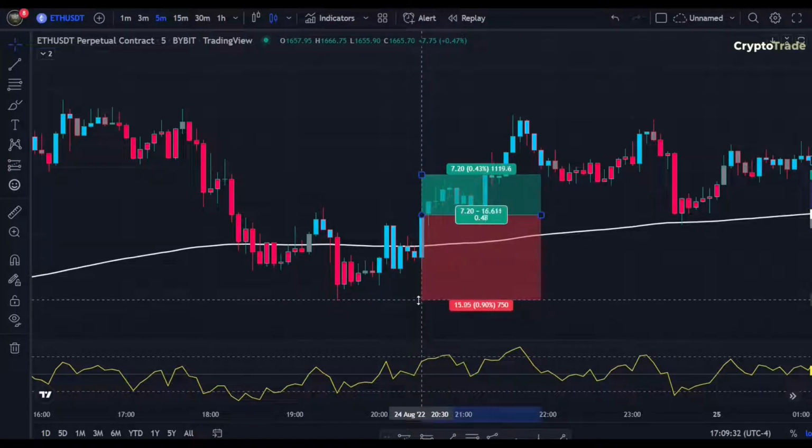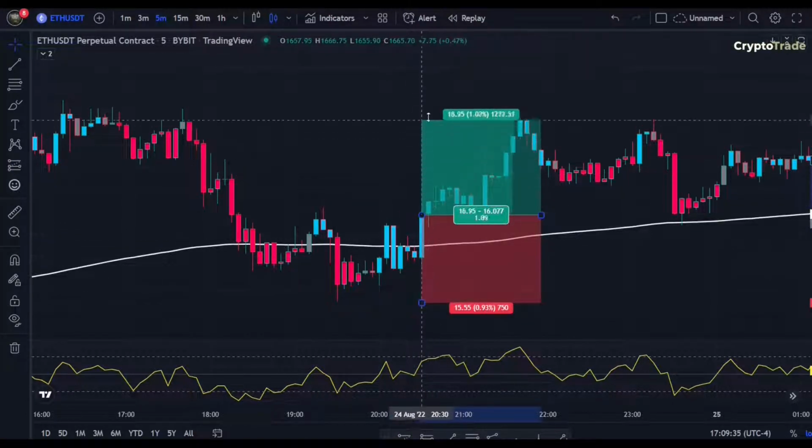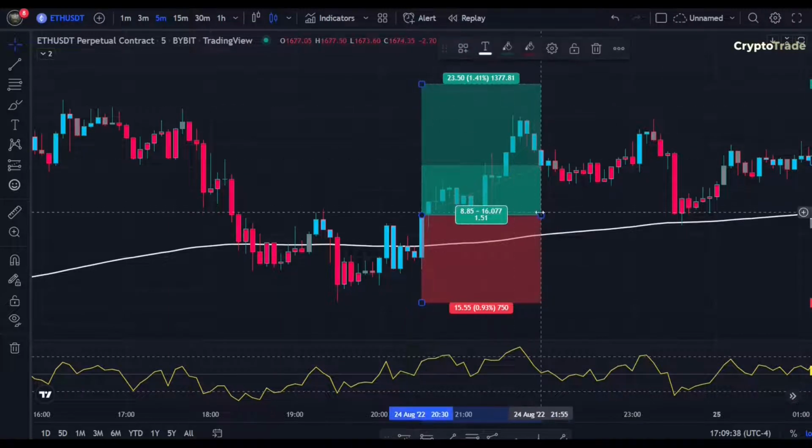Place the stop loss below the nearest swing low. The risk to reward ratio will be set to 1 to 1.5.